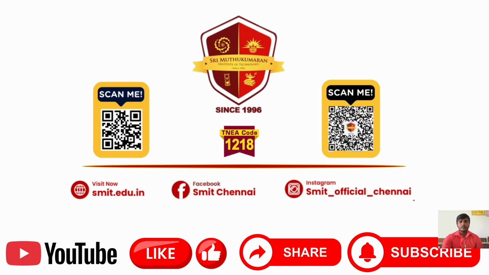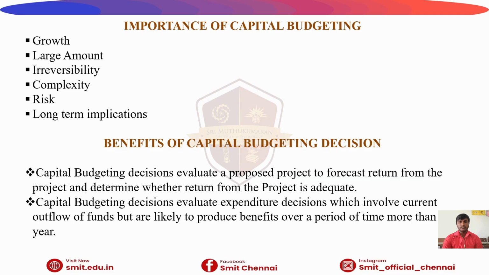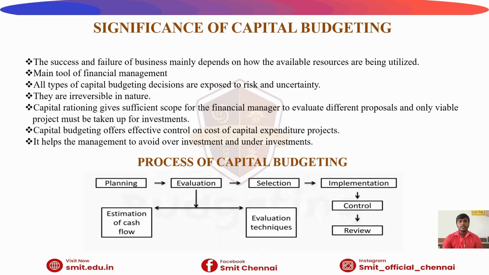Then we will see the process of capital budgeting. The capital budgeting process typically follows these steps. First step, project identification. Second, project screening. Third, project evaluation. Fourth, project selection. Fifth, implementation. Sixth, performance monitoring. Let's see each step in some detail.